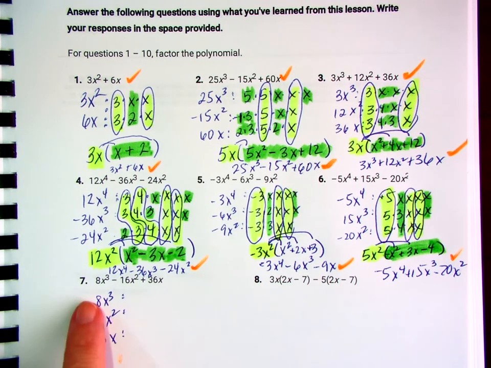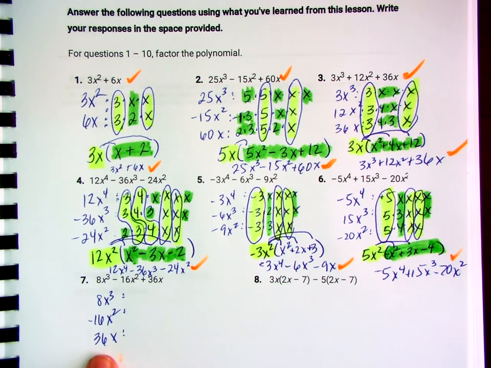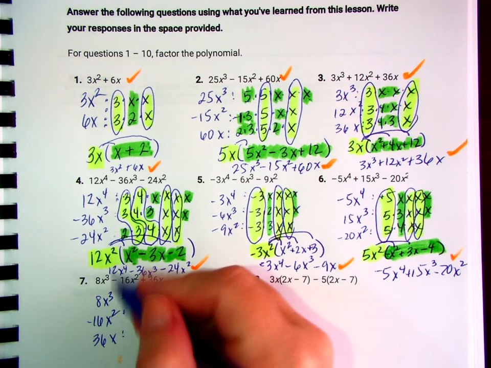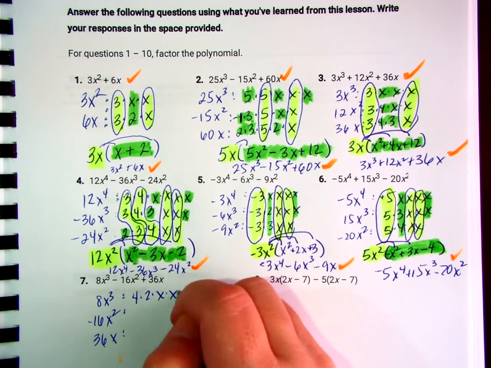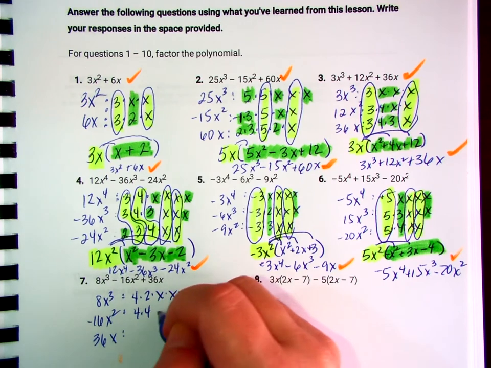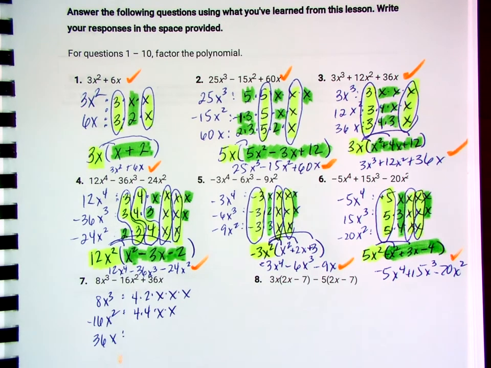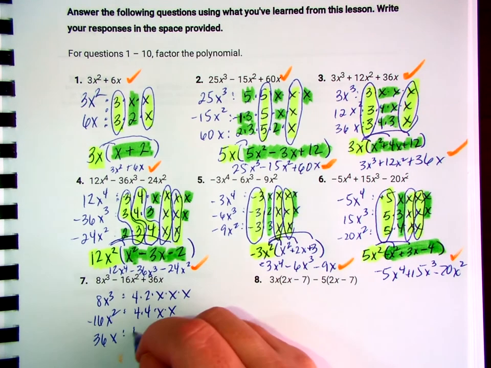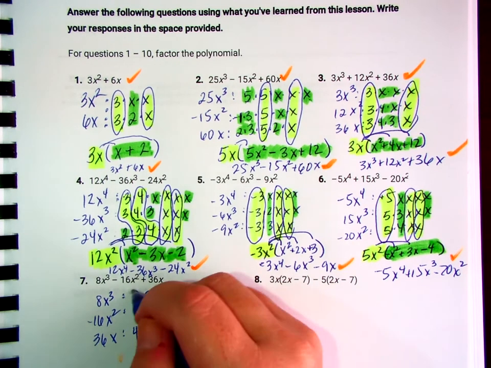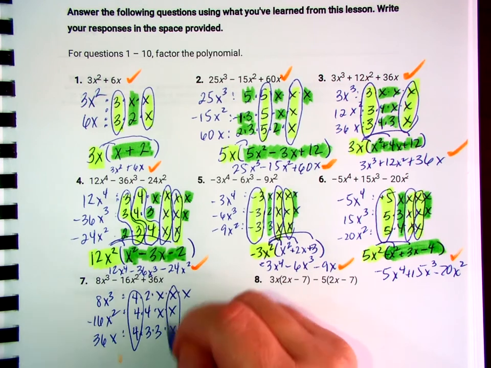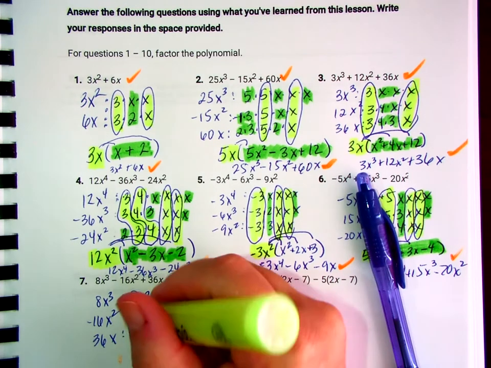Now, can an 8 go into 16? Yes, but can an 8 go into 36? No. So this does need to get broken down here again. So, for example, 4 times 2, 4 times 4, 4 times 9, or 3 and 3. And I can see there is a 4 in common, and there's at least one x in common.